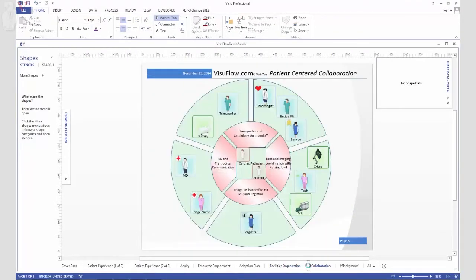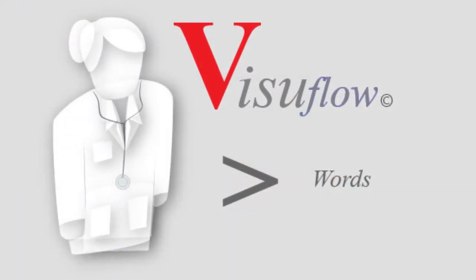Visually build collaborative practices. Look for interdepartmental handoffs. They tend to have the most opportunities for improvement. These are just a few examples of what you can do with VisuFlow.